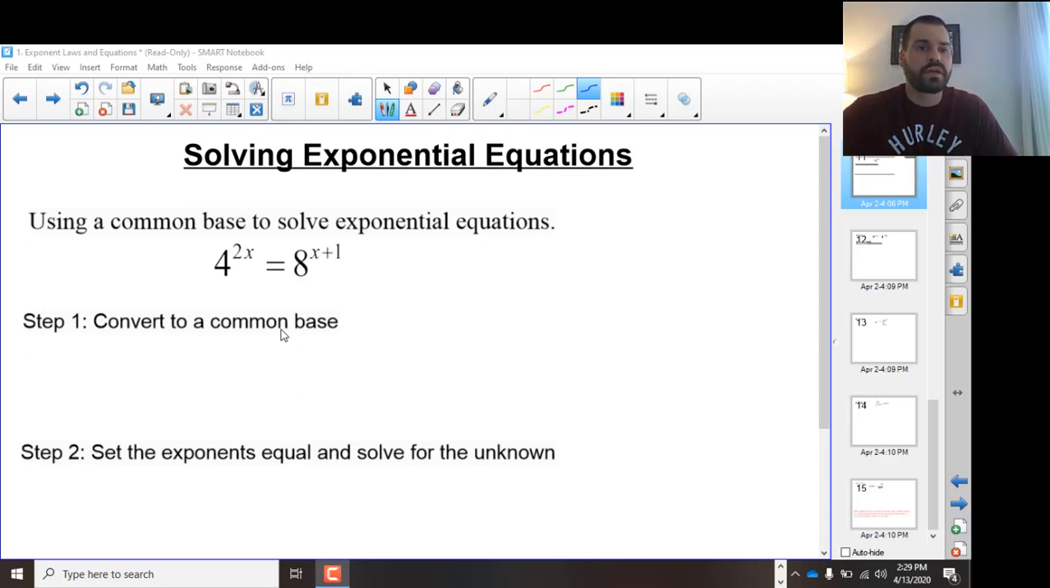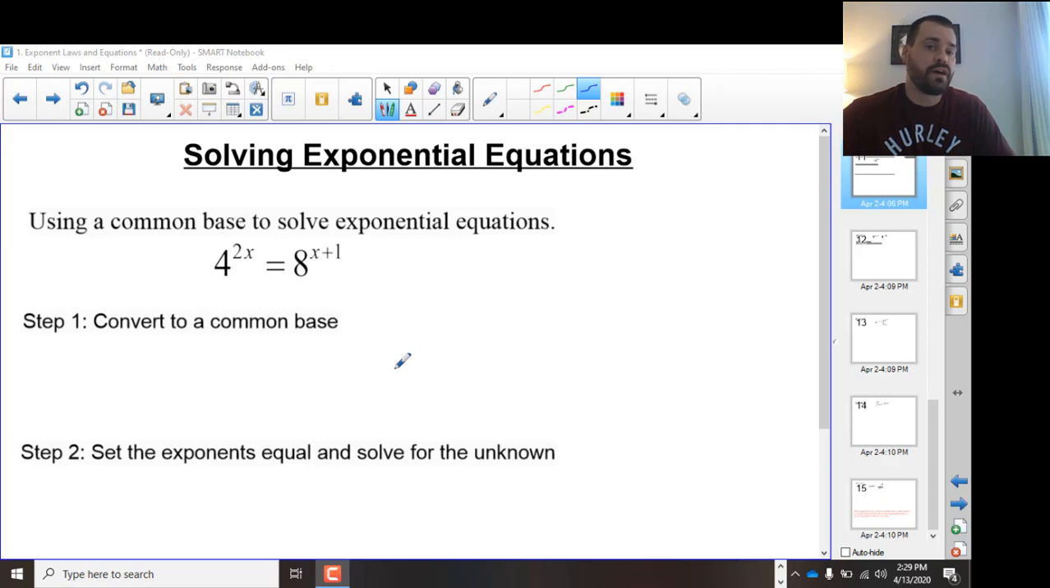So we want to now discuss how to solve exponential equations. You saw a little bit of it in the previous section when we talked about exponential growth and decay, because we had to solve these a couple times for the exponent. But basically what you're going to do is use a common base to solve it.